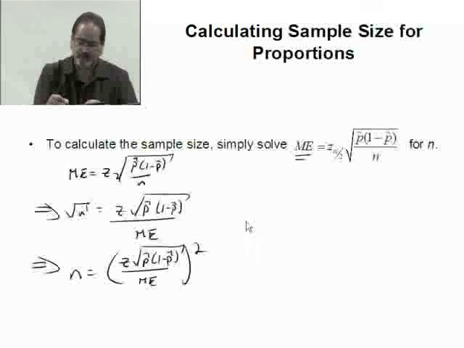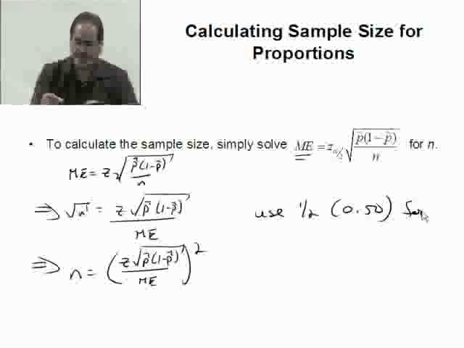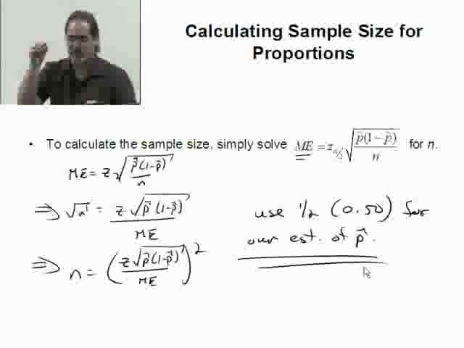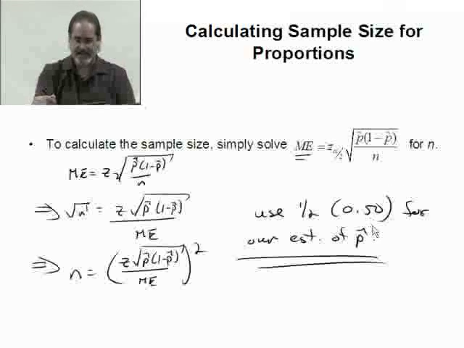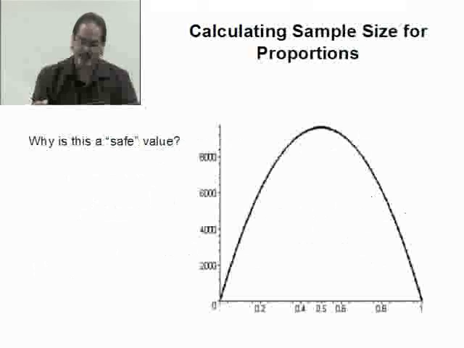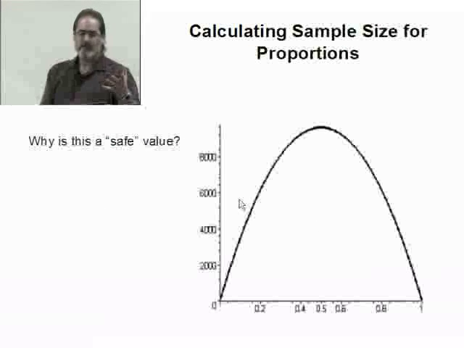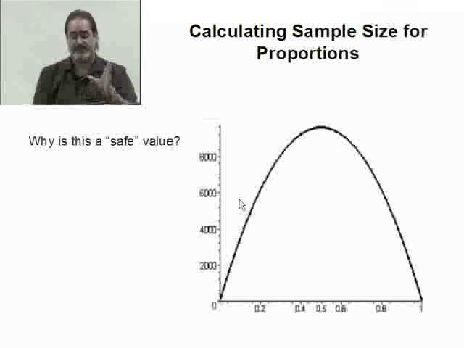So what I'm going to do is, absent any other information, use a half, which is 0.50, however we want to write it, for our estimate of p hat. Now, this estimate of p hat is only for sample size calculations. Once we go get our sample, we actually calculate p hat and we'll have it. Why would I use a half? I'm glad you asked. Look at this graph. The reason we use a half as our estimate of p hat is because it's a safe value to use.